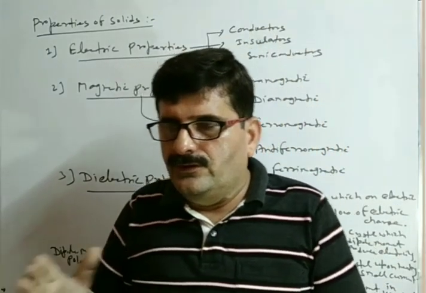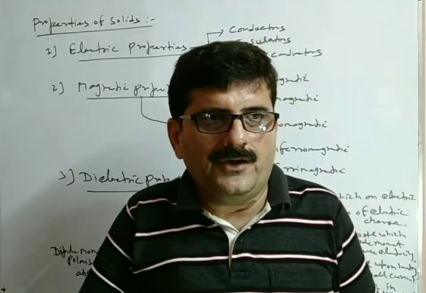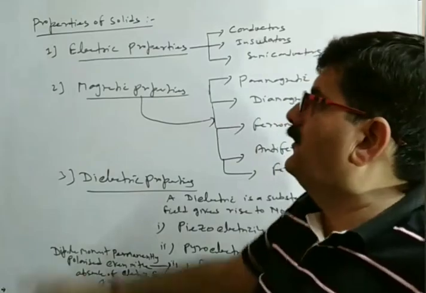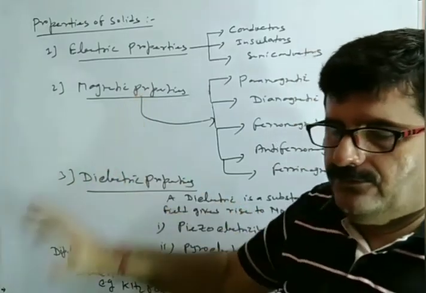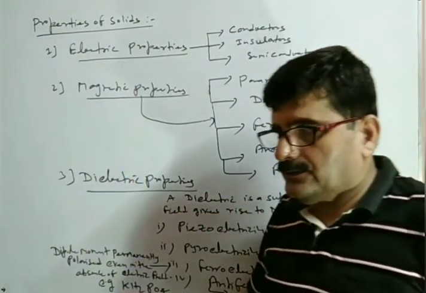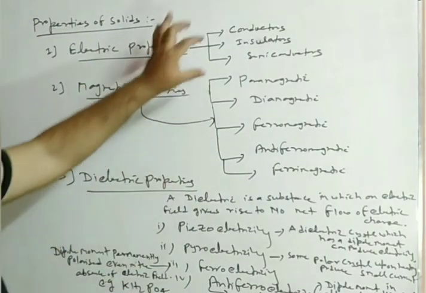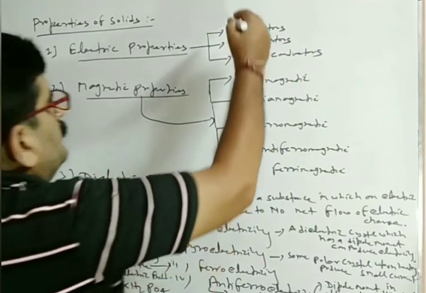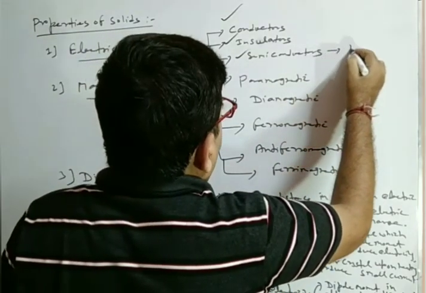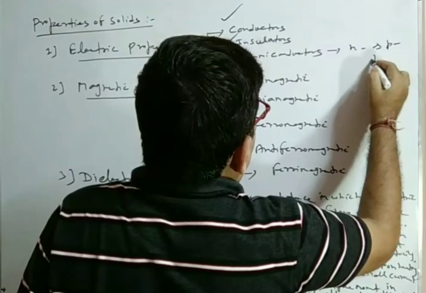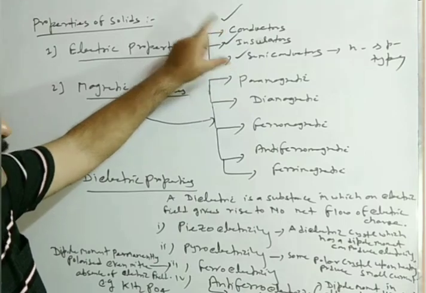At last, we will revise properties of solid. Three types of properties are available. The first one is electrical properties, second one magnetic properties, and last one dielectric properties. In electrical properties, three types are well known: conductor, insulator, semiconductor. Semiconductors are of two types, N and P type. Such concepts you have already learned in physics.